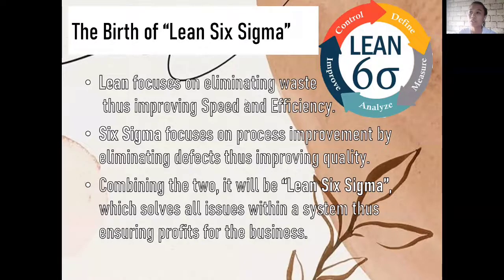So the birth of Lean Six Sigma. The Lean focuses on eliminating waste, thus improving speed and efficiency. So yung Lean, nagpo-focus lang siya sa pag-aalis ng mga waste ng isang business. Then, yung Six Sigma focuses on process improvement by eliminating defects, thus improving quality. Then yung Six Sigma naman, focus naman siya sa pag-improve ng isang business. Kapag pinag-combine sila, combining the two, it will be Lean Six Sigma, which solves all issues within a system, thus ensuring profits for the business.